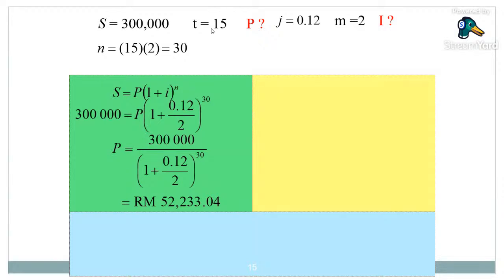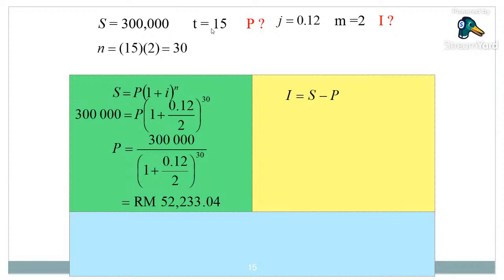Betul ke? Sebab apa? M dia power. N is equal to M multiplied by T. So kalau makin banyak M tu, kalau nilai I dia sama, semakin tinggilah interest tu. Okay, kita hanya perlu simpan 50,000 je. Dalam masa 15 tahun akan jadi 300,000. Ini situasi dia lah kan.